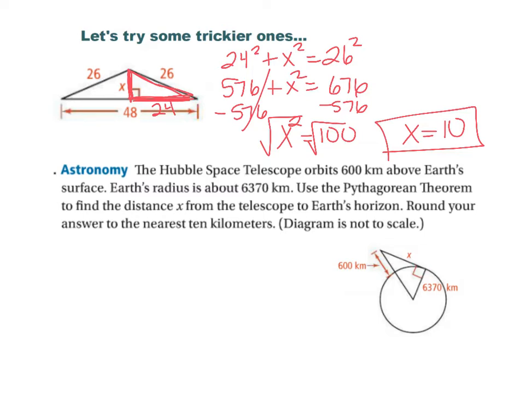Okay, so I'm looking for this leg. So I know it's going to be that leg squared plus this leg squared, which I know. Okay, I can do that. Let's write that. So that's going to be x squared plus 6370 squared equals, now think about this for a minute, it's supposed to equal the hypotenuse squared. Can you figure out how long the hypotenuse is in this picture?